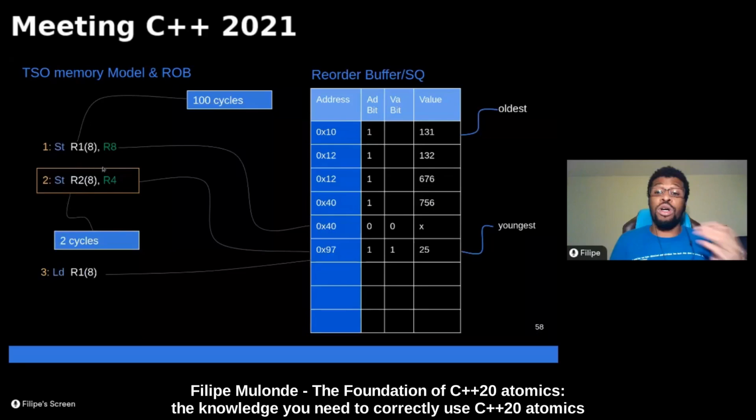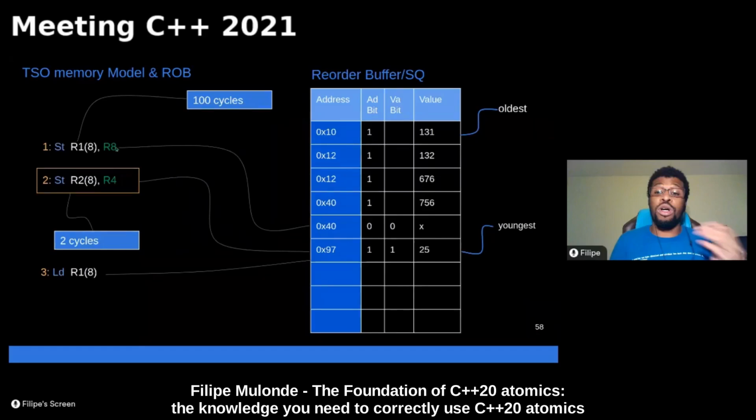So the second store arrives, we allocate an entry for it, and the second store becomes the youngest instruction in the reorder buffer. Computing the address of the store only takes 2 cycles, and the value of the store was already produced by another instruction, so it's ready. So we have the address, we have the value, and we can update the reorder buffer, where we set the address bit to 1, the valid bit to 1, and the value that we need to write to that address is 25.